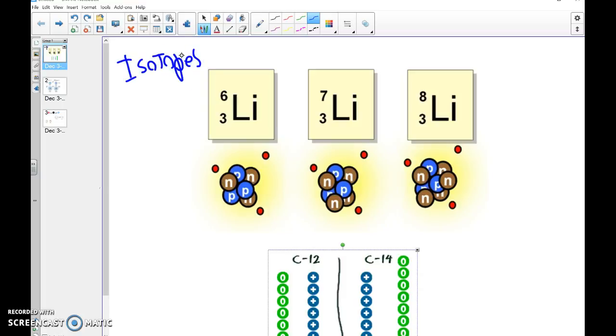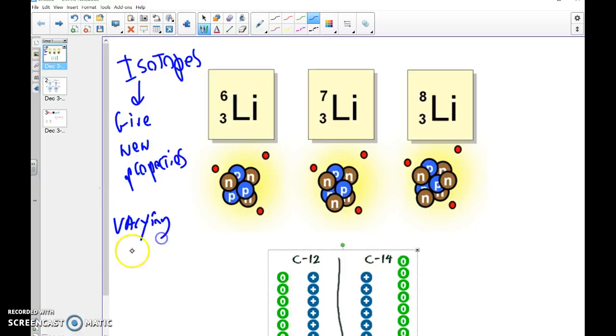Now, it's important for you to understand that isotopes are still an atom. So if I have an isotope of lithium, like I have right here, it's still lithium, all right? It's just that isotopes can sometimes give an atom new properties. So they can change the properties of the atom. All right, now typically that's mass or density, or occasionally isotopes can actually turn something radioactive, and that's stuff that we'll discuss a little bit later on. Now the key about isotopes is it is varying the number of neutrons.